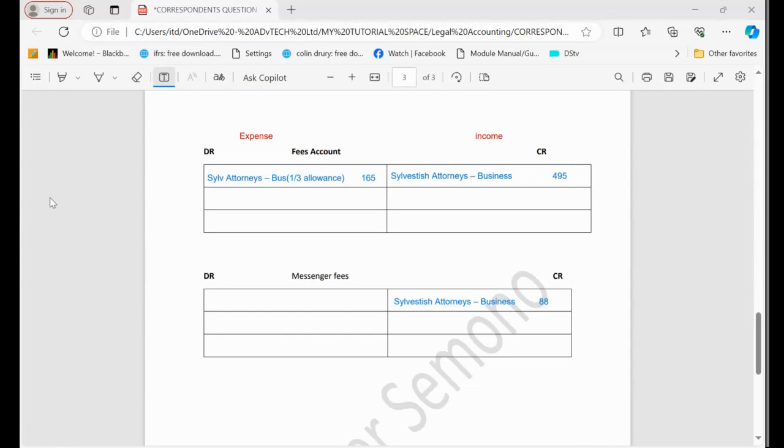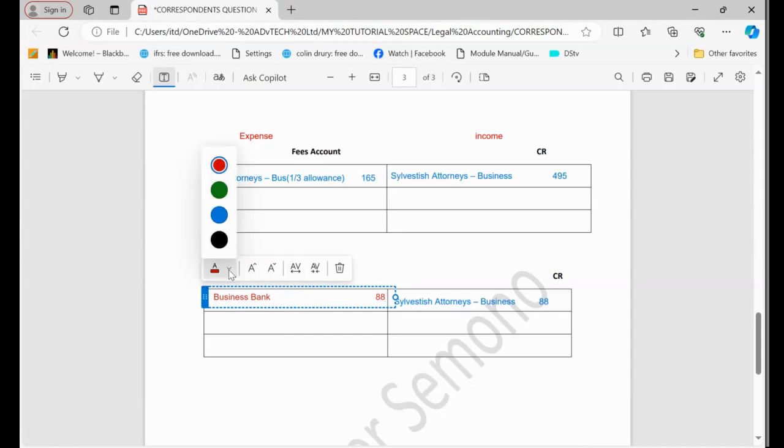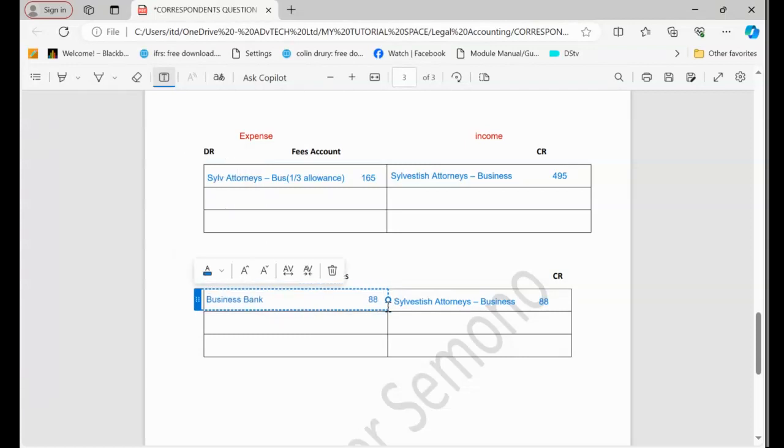I'm just showing you that I paid this out of the bank account. You see now? So this means this messenger fee has been paid out of the business bank account. So I must also go to the business bank account and make sure that I show that I paid messenger fees. You can also call them disbursements, it doesn't matter.